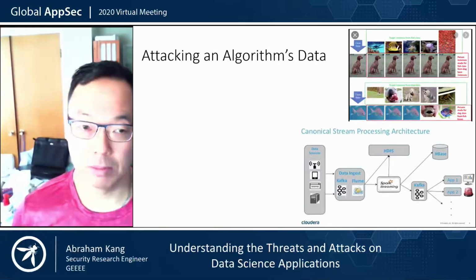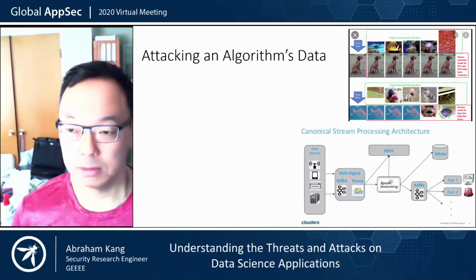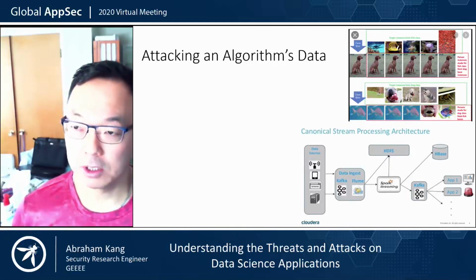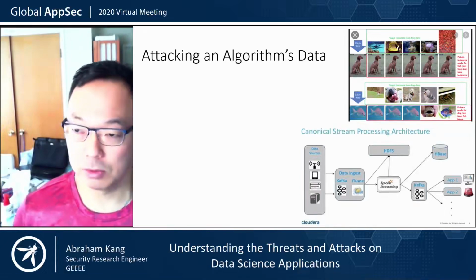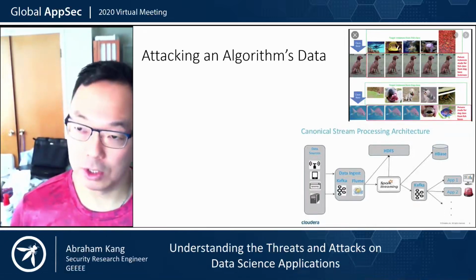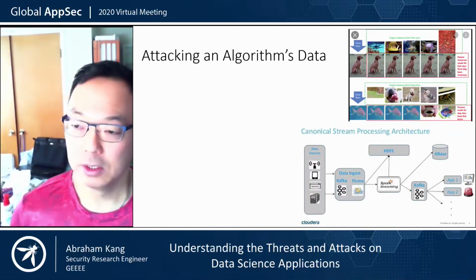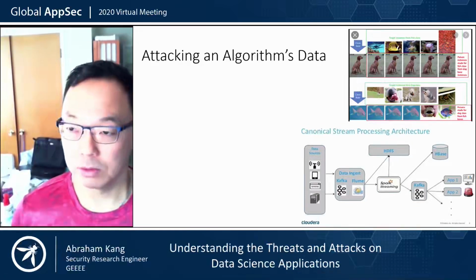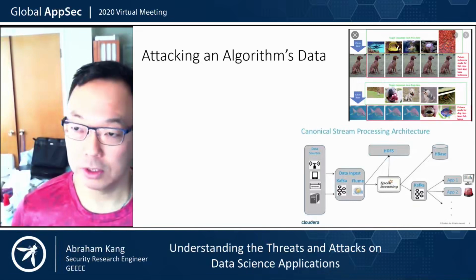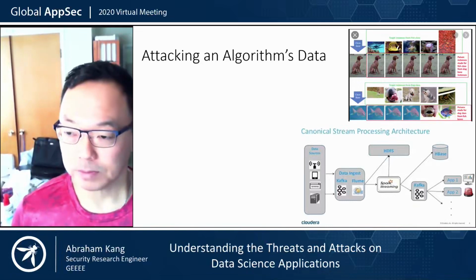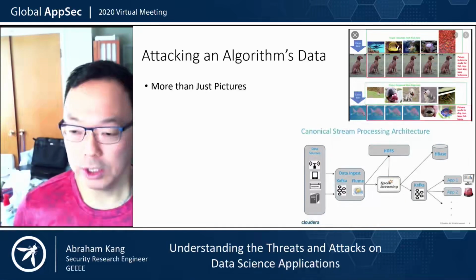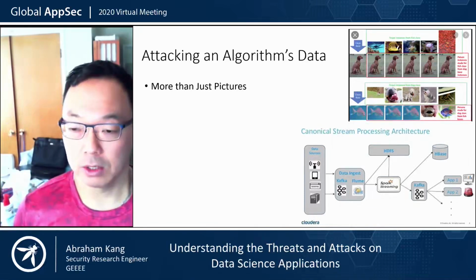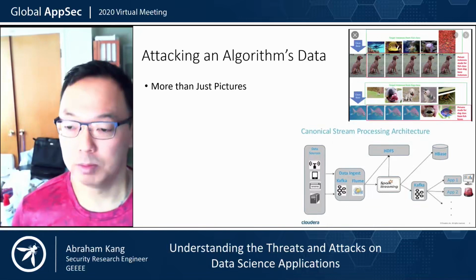So let's talk a little bit about attacking an algorithm's data. In the past, I've been talking about attacking machine learning models through data poisoning. You see a lot of papers talking about turning fishes into dogs and dogs into fishes, or getting the classification of the model to take a picture of a dog and turn it into a fish, or vice versa. But when we're talking about attacking an algorithm's data, it's more than just pictures.